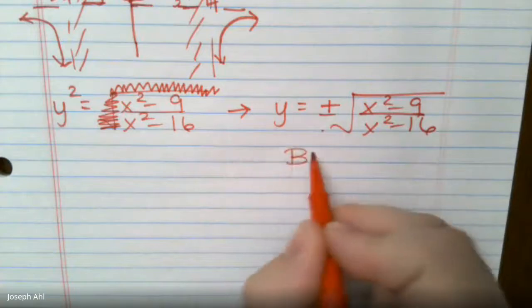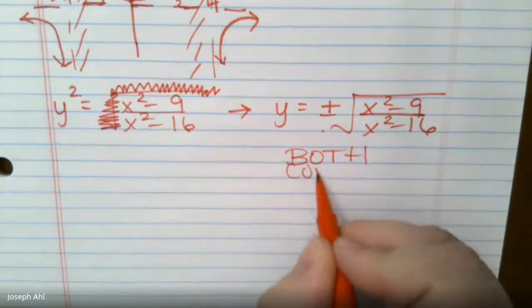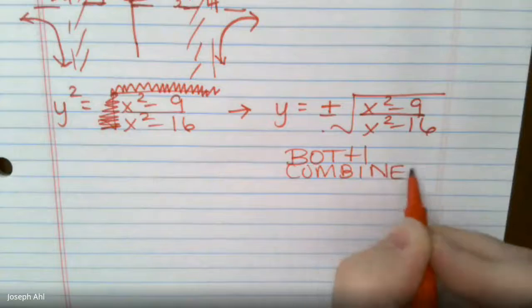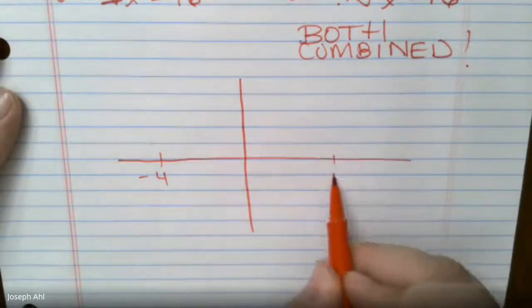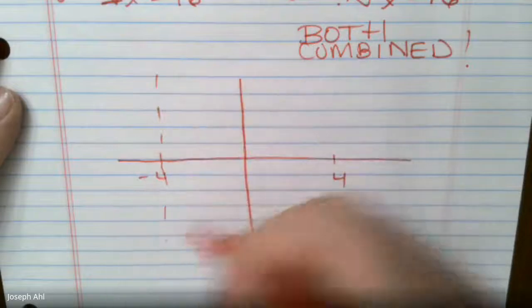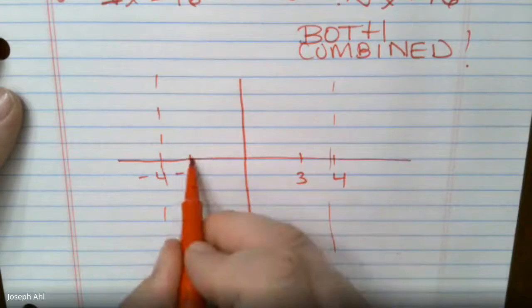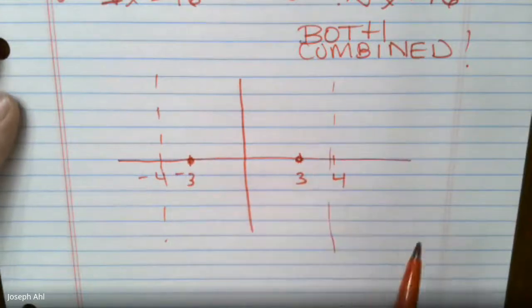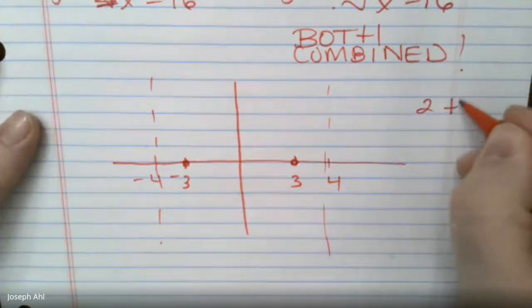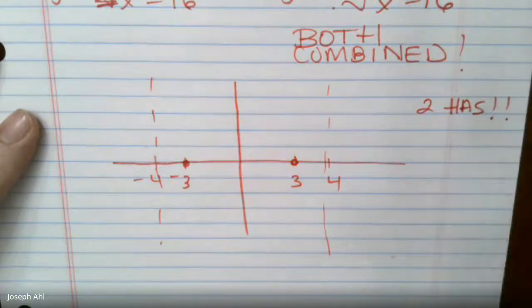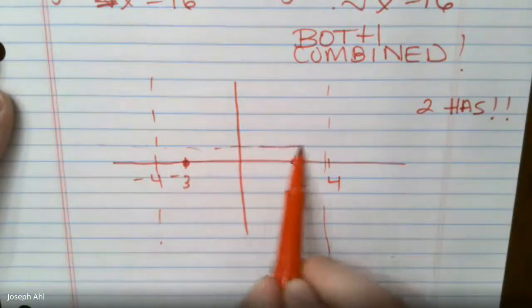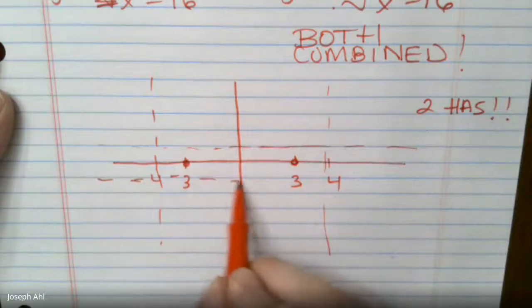That's going to be both combined. The last two graphs would be combined on the same set of axes. So we're going to make one mega sketch here. So -4 and +4, still the vertical asymptotes. -3 and +3, still the x-intercepts. But big changes here, you would have two horizontal asymptotes. One at y equals +1 and one at y equals -1.